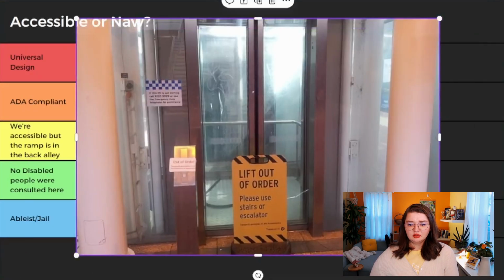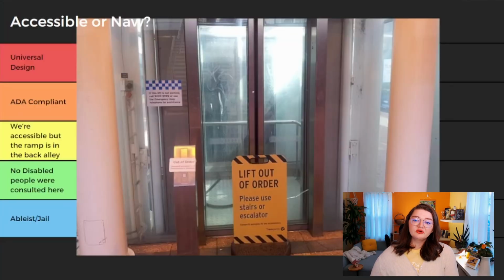All right, what is a classic? "Lift out of order, please use the stairs or escalator." We know it all too well, don't we? I understand that elevators go out of order. And I would be very interested to know, I don't think I can see anything in this picture that would tell me, how long has this lift been out of order? I'm assuming because it's called a lift, this is in the UK or somewhere outside the United States, because we call them elevators here.